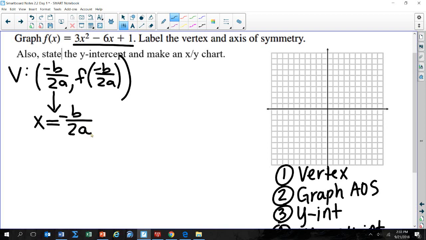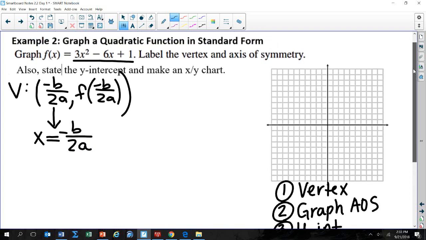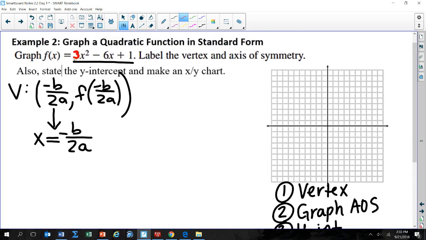Okay, I'm finding the x value of my vertex. Three is your a value, negative 6 is your b value, plus 1 is your c value. And I'm plugging it in to this. So I'm going to have x equals negative b. What was my b value? Oh, good. Yes, thank you, Ethan. B is negative 6. So I'm plugging in negative 6 over 2a. What was my a value? Tyler, what's my a value? 3. Yeah, good.